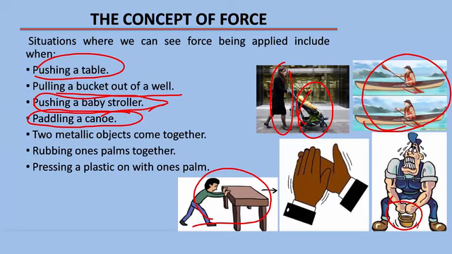Force can also be applied when two metallic objects come together. It can also be seen when we rub our palms together. And it can also be seen when pressing a plastic on one's palms.